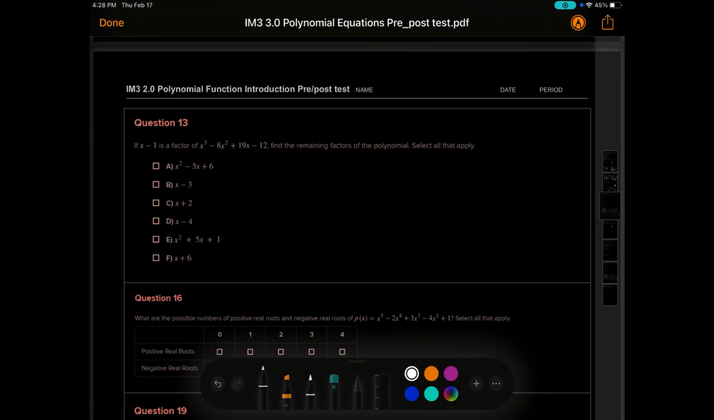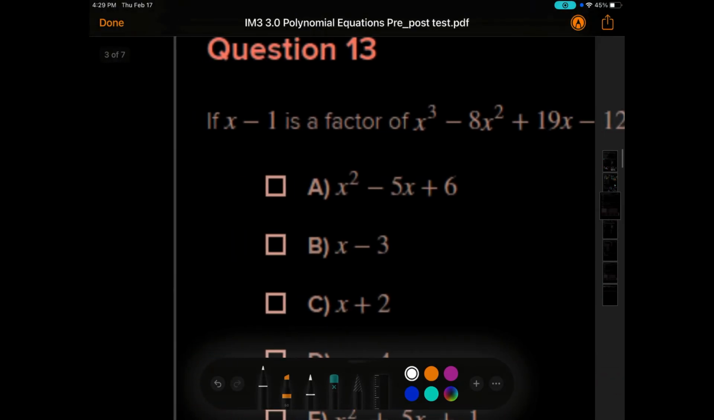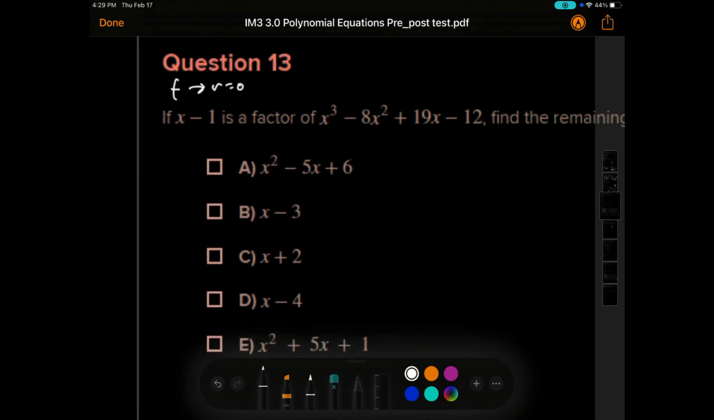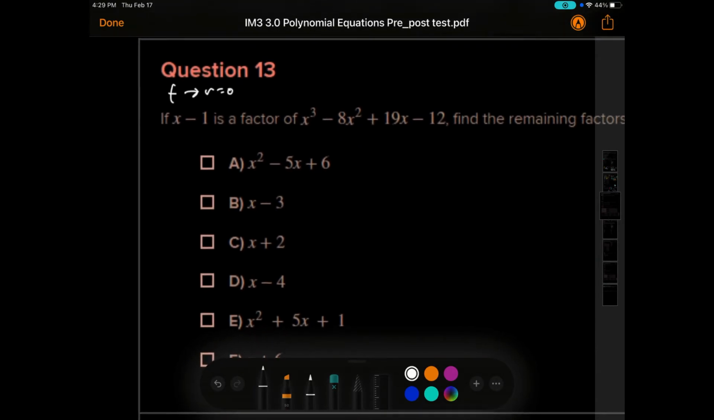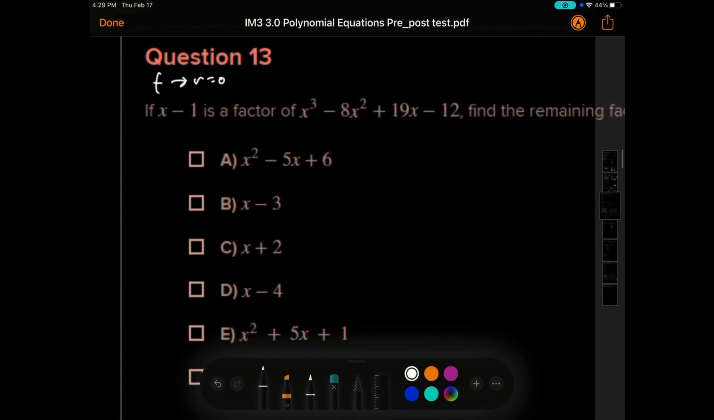All right, number 13: if x equals 1 is a factor, find the remaining factors. Okay, so this means that in the factor theorem, if it is a factor, then the remainder is equal to 0. If the remainder is equal to 0, that means the rest of it is the true polynomial. So x minus 1 equals 0, and you'll get x equals 1.